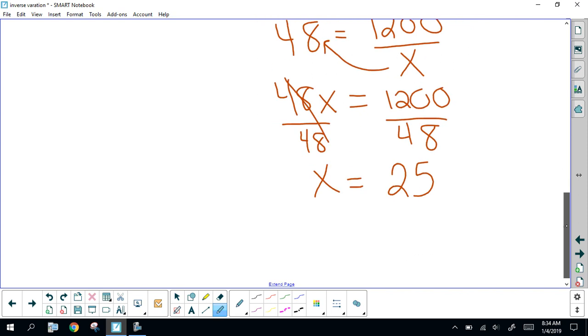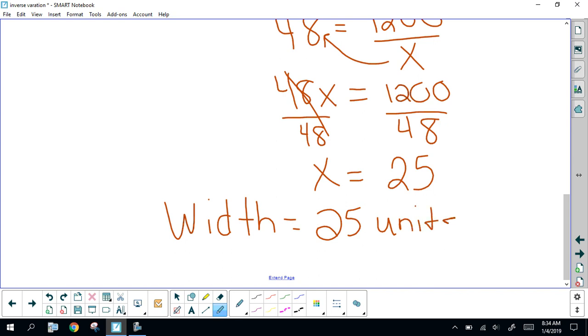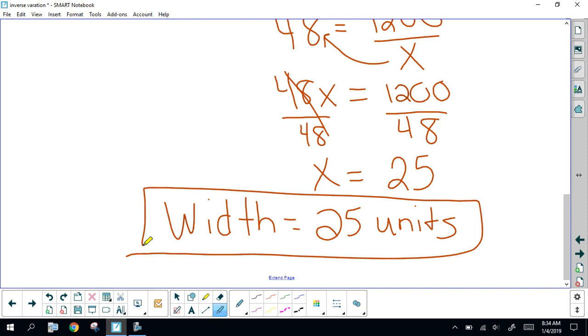So on this problem, though, you wouldn't tell me x equals 25. You would tell me the width equals 25 units. Since they didn't give me a unit to put it in, you would just say units. And that's how you would do that one.